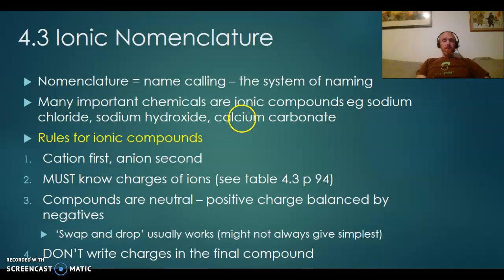There are some basic rules when we're naming ionic compounds. Number one, the cation always comes first, the anion always comes second. And it's really important that you know the charges of the ions. For the time being, on page 94, table 4.3 gives you a list of the ions, but it's really worth trying to put those into memory, so that without having to think too much about it, you can remember the charge of a particular ion.